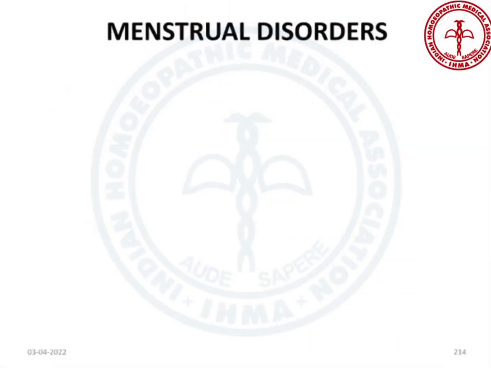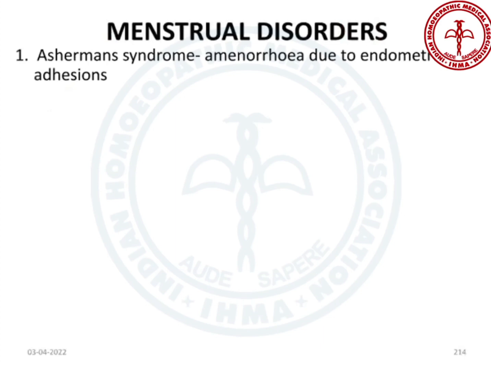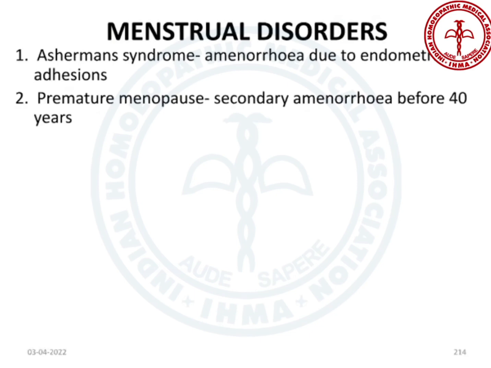Now, in connection with the menstrual disorders, some of the previously asked questions, repeatedly asked questions. Asherman syndrome is actually amenorrhea due to any endometrial adhesions or previous pathology. Premature menopause means secondary amenorrhea before 40 years. Normally it should happen after 40 years, but if it occurs before 40 years, it is called premature menopause.